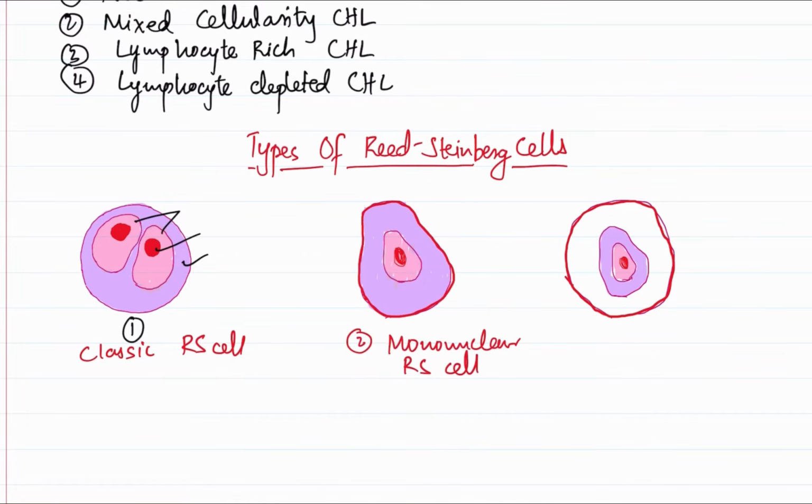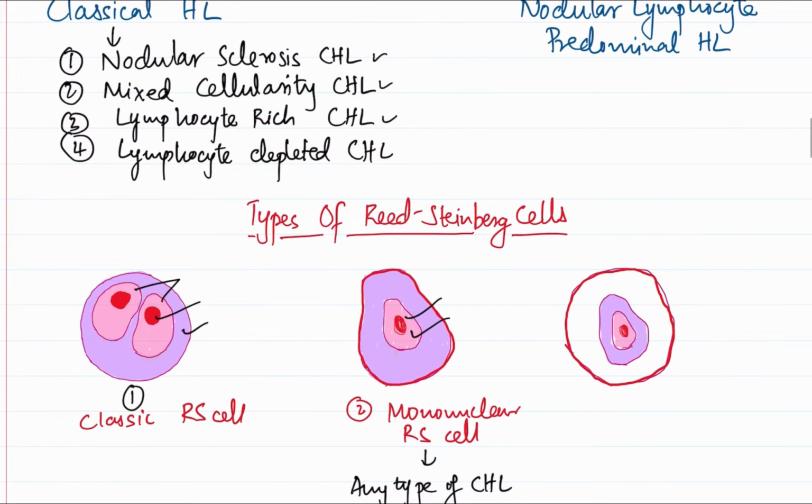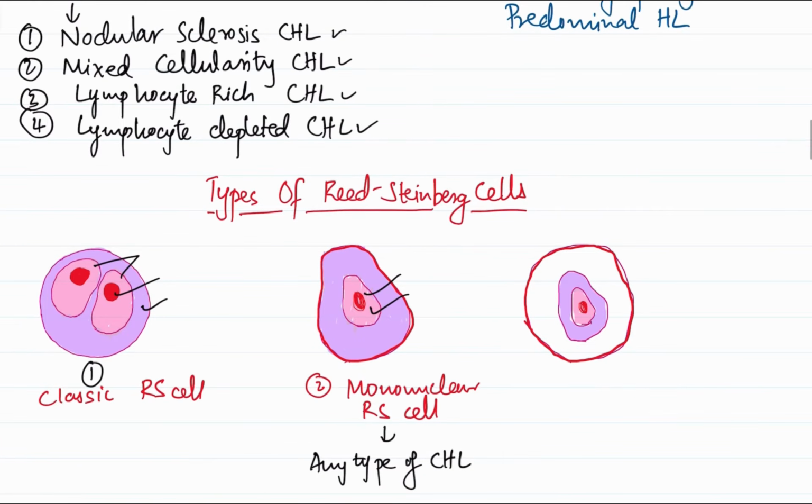And the second type is the mononuclear cell variant. As the term suggests, there is only a single large nucleus, and inside this nucleus there is a nucleolus, an inclusion type nucleolus. Now this can be seen in any type of CHL. So in all 4 types of classical Hodgkin's lymphoma, you can get a mononuclear variant. Similarly, classic RS cells can also be seen in these 4 types.